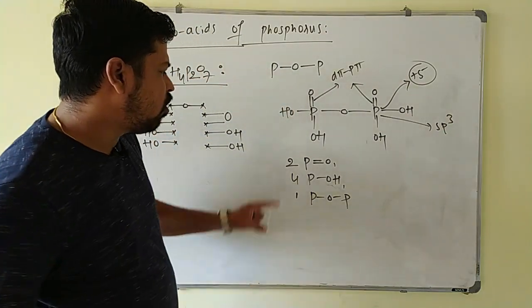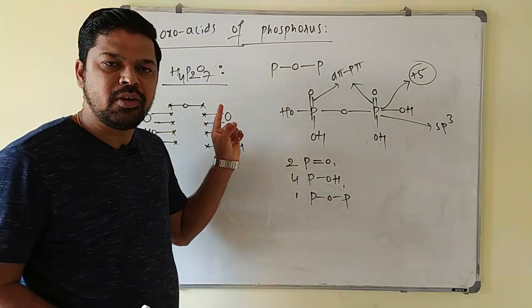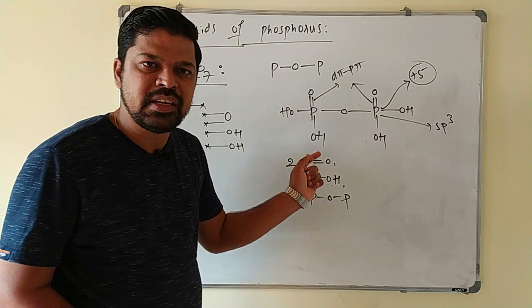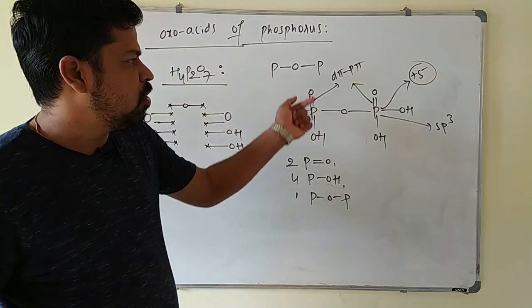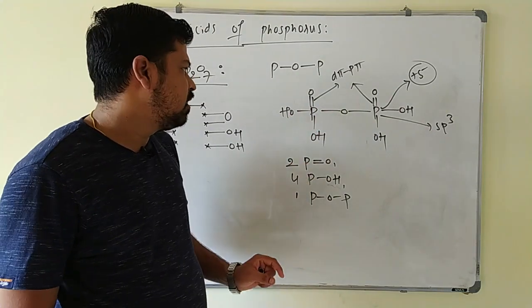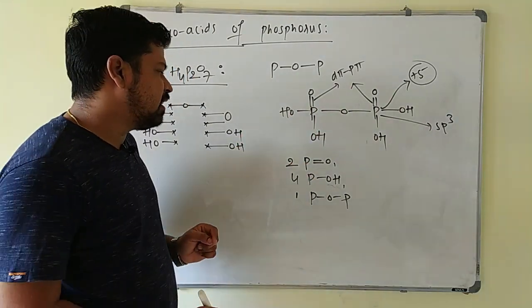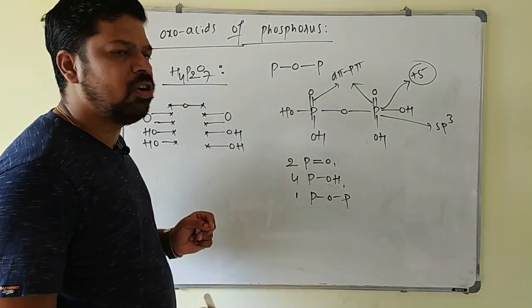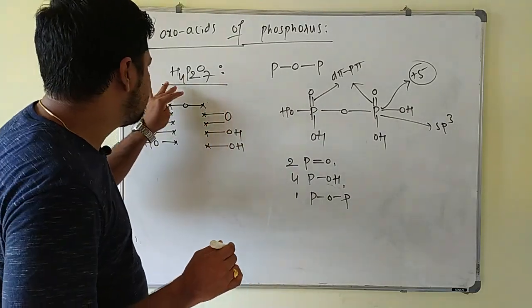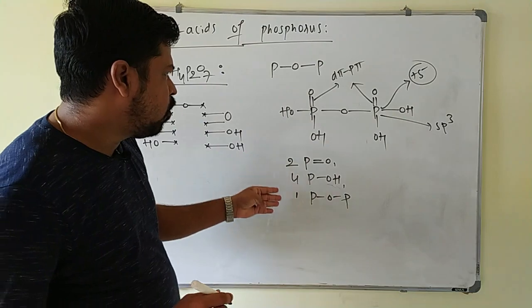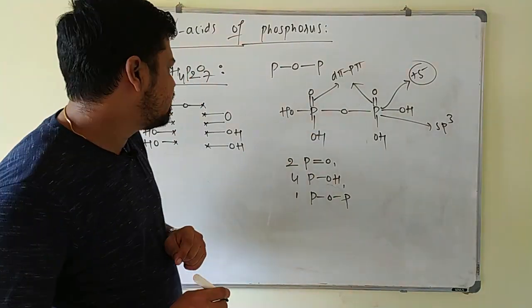You have to concentrate on all these things because questions will be framed on this only. How many POP bonds are there, how many POH bonds are there, how many PH bonds will be there, what is the oxidation state, what is hybridization, what is the acidic nature, whether it is having reducing nature or not. All these things you have to concentrate on for each acid here. Okay, this is the structure and the number of bonds in case of pyrophosphoric acid.